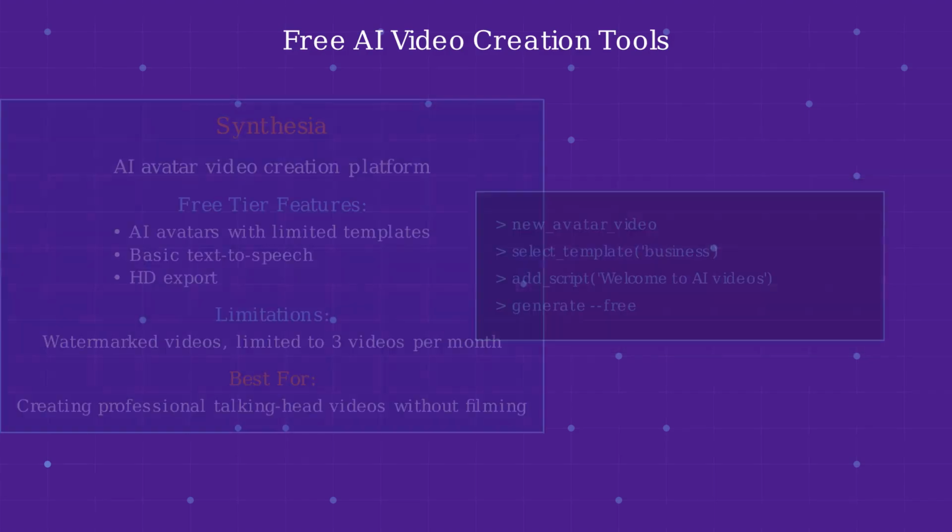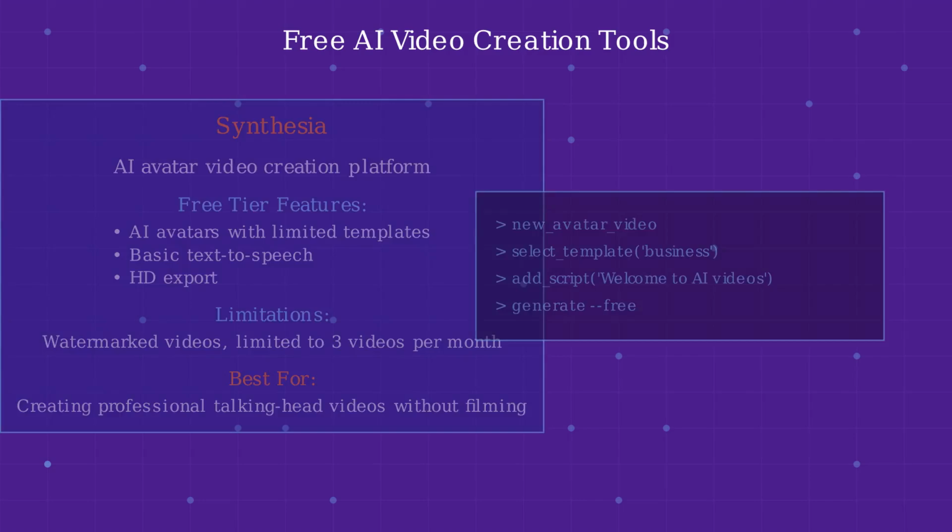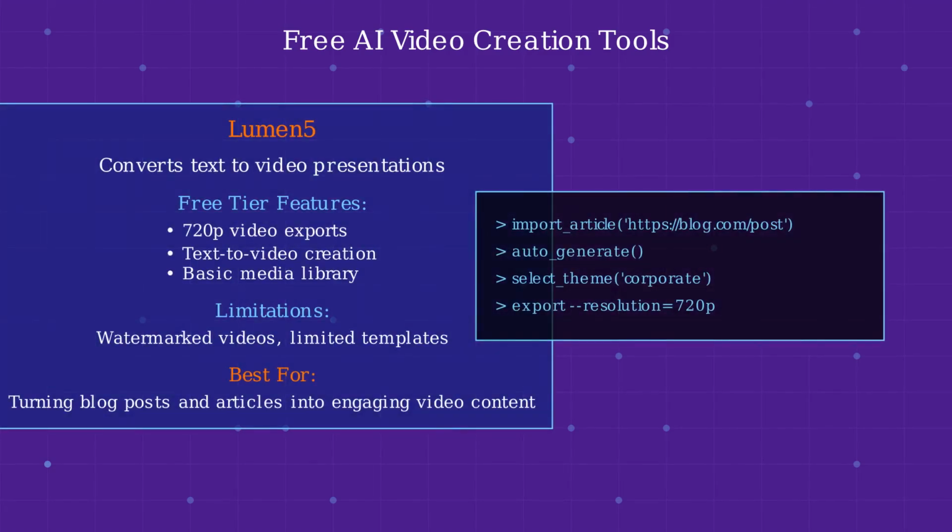Next is Synthesia, which provides limited free access to their AI avatar video creation platform. It's perfect for creating professional talking head videos without having to film anyone. Then there's Lumen 5, which converts text to video presentations with a generous free plan. This tool excels at turning blog posts and articles into engaging video content.